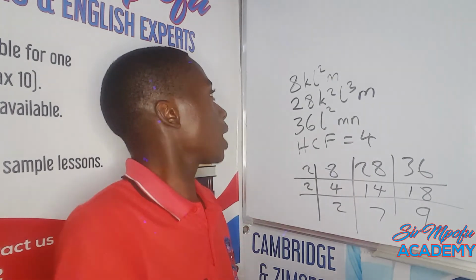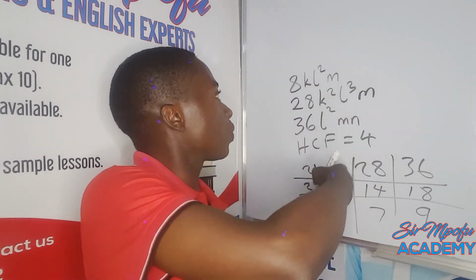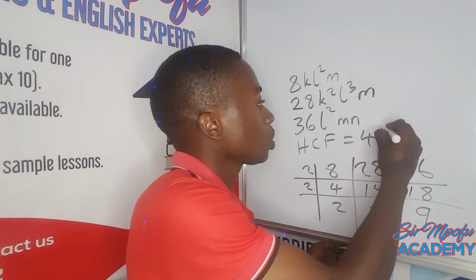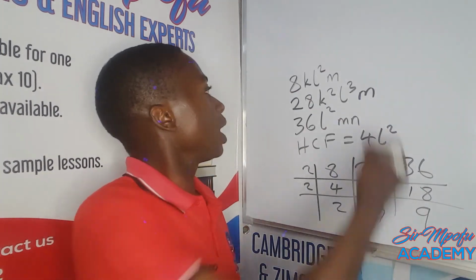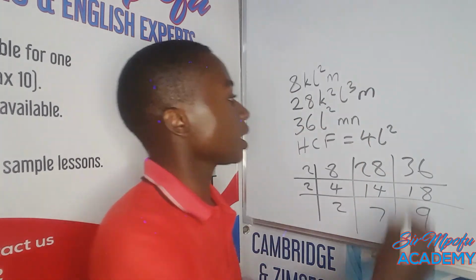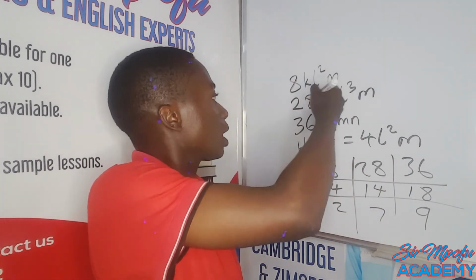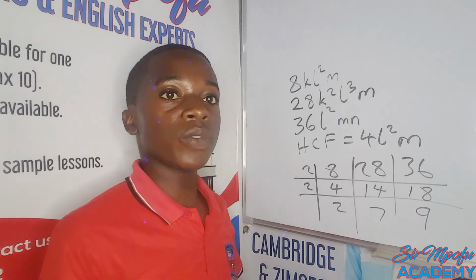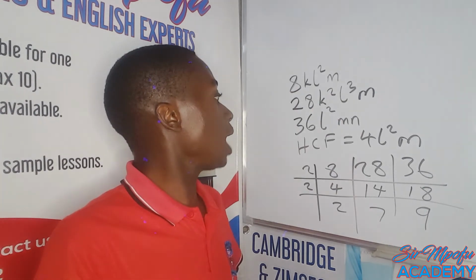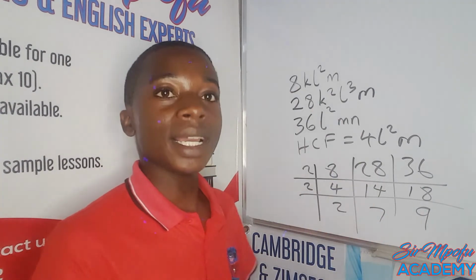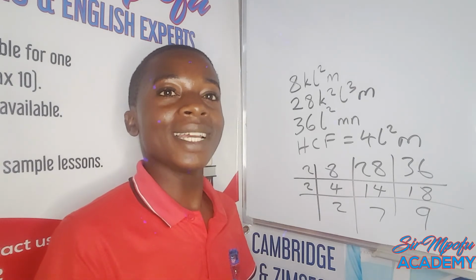And for the algebra, to find the algebra that is common everywhere, you take the least power, that's l, so it will be l squared, and another common factor, that's m. Is there another one? k here, there is no k here, so it's not a common factor. So our final answer is 4l squared m. I hope that you are completely understanding.